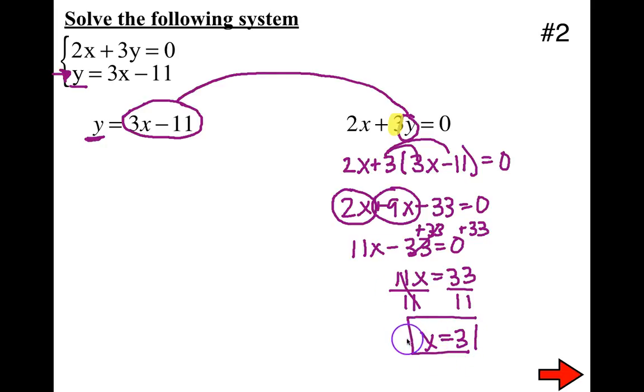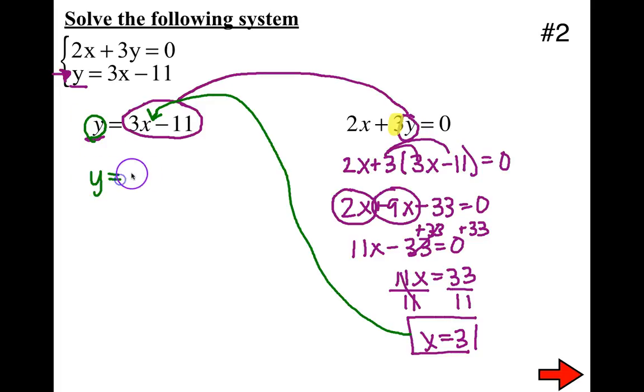However, I'm not done just yet. I'm going to take this value and plug it in for x. Why am I plugging it into this equation instead of the second equation? Well, because it's already solved for y, so this is going to save me some time. So here I'm going to plug it in, y equals 3. Instead of x, I'm going to put 3 using parentheses, minus 11, which leaves me with y equals 3 times 3 is 9, 9 minus 11.